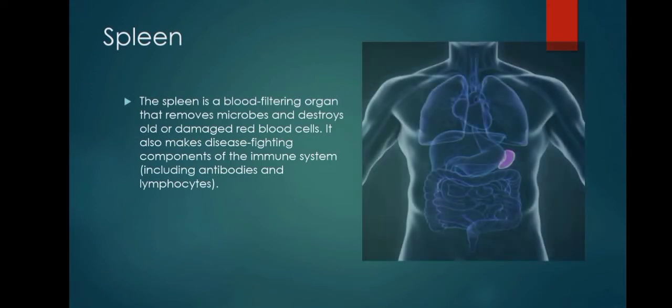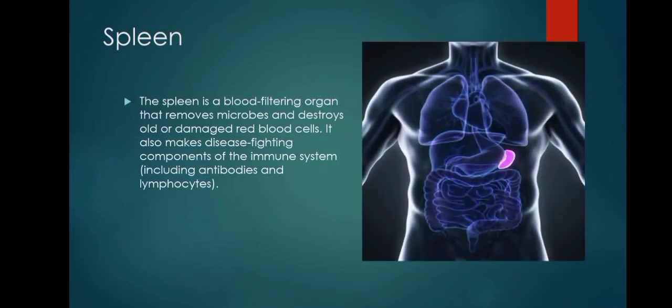And we have the spleen. The spleen is a blood filtering organ that removes microbes and destroys old or damaged red blood cells. It also makes disease-fighting components of the immune system, including antibodies and lymphocytes. The spleen is a small organ inside your left rib cage, just above your stomach. It's part of the lymphatic system. The spleen stores and filters blood and makes white blood cells that protect you from infection.